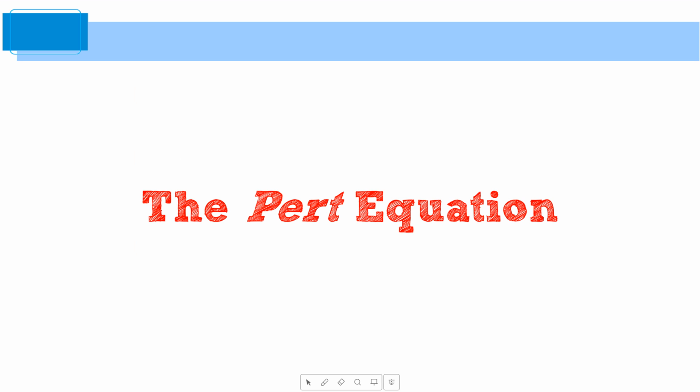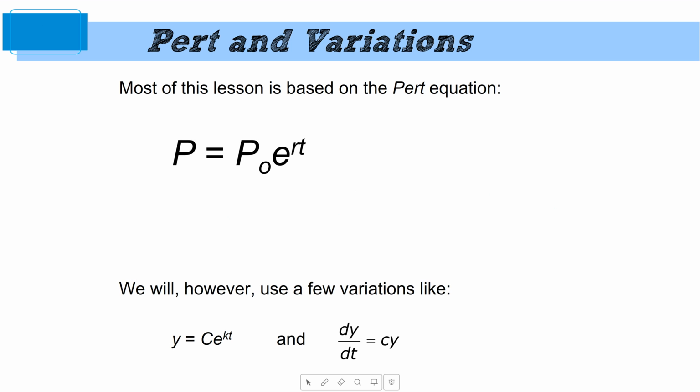Okay, here we go. Pert equation. Now, the Pert equation is actually in that form. You might have also seen the first P as an A for the amount. Traditionally, however, it's given this way. P equals P naught, that's how that's said, P naught, E raised to the ERT. P is the final amount. Anybody know what P naught stands for? Initial amount. Good. Starting amount.